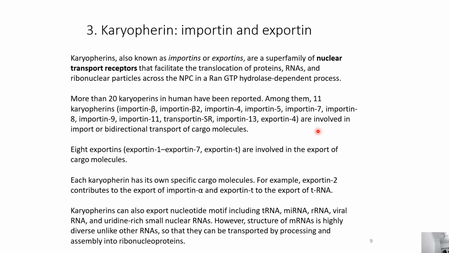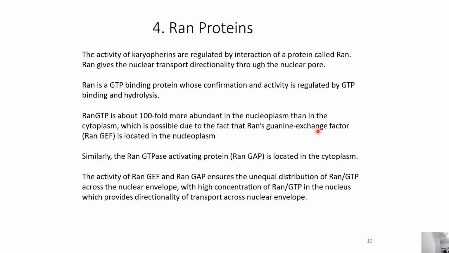Into ribonucleoproteins. The activity of karyopherins is regulated by interaction with a protein called RAN. RAN gives the nuclear transport directionality through the nuclear pore, and is a GTPase whose conformation is regulated by GTP binding and hydrolysis.